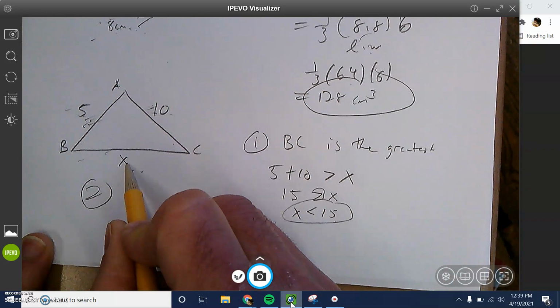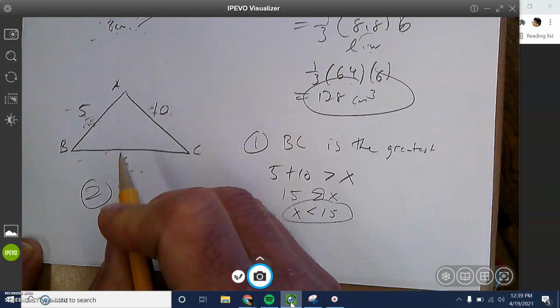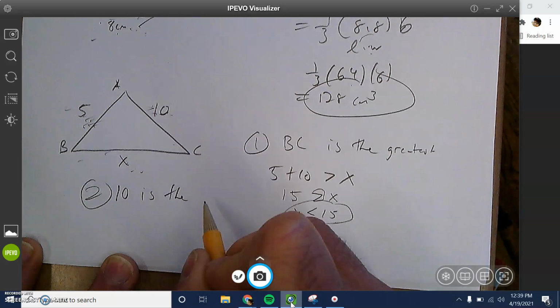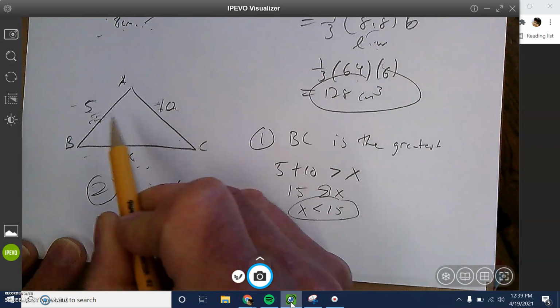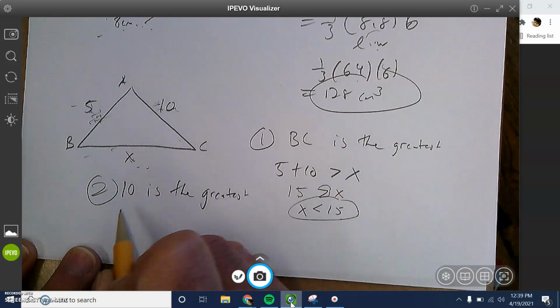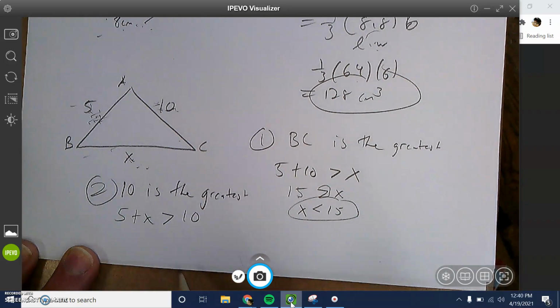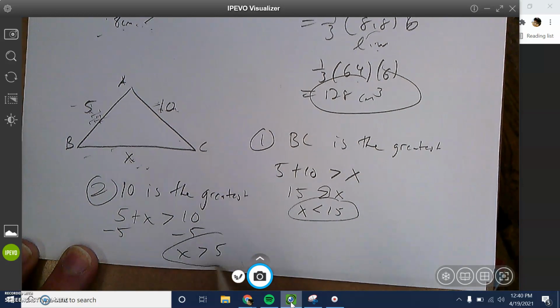Second stipulation, if X is not the biggest, then maybe 10 can be the biggest. 5 can't be the biggest because that's already the biggest, right? 10 is bigger than 5. So 10 is the greatest side. So if 10 is the greatest side, then I have to add up these two smaller sides. So 5 plus x has to be bigger than 10. And subtract the 5. X has to be greater than 5.